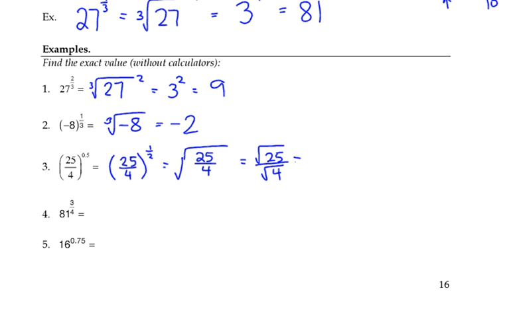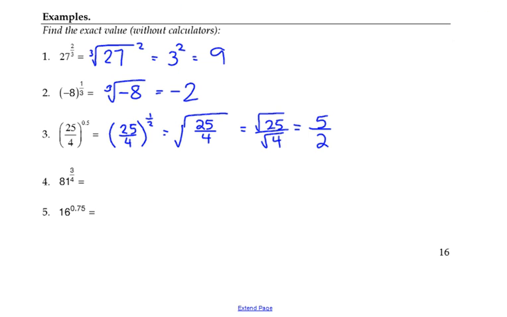So what's a square root of 25? 5. What's a square root of 4? 2. Okay. Do you want to try the last two on your own, or do you want to do it together? Try it. Remember, the 4th root is like taking the square root twice.